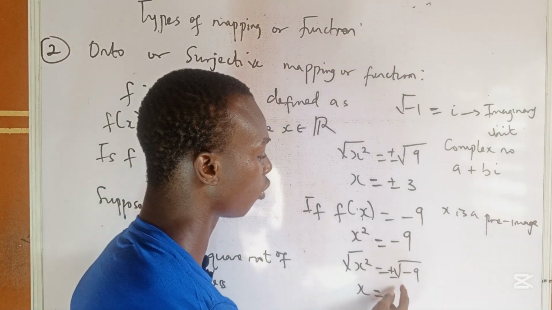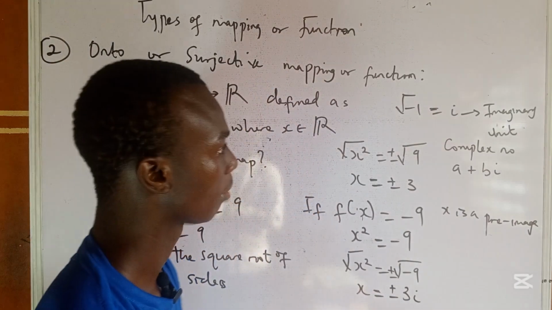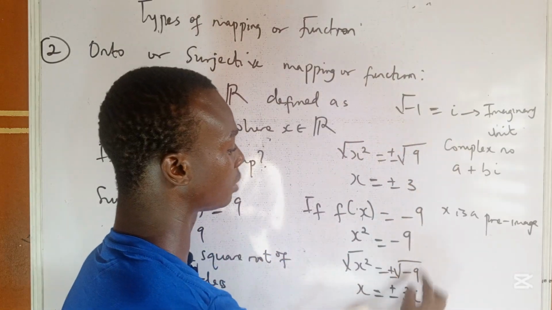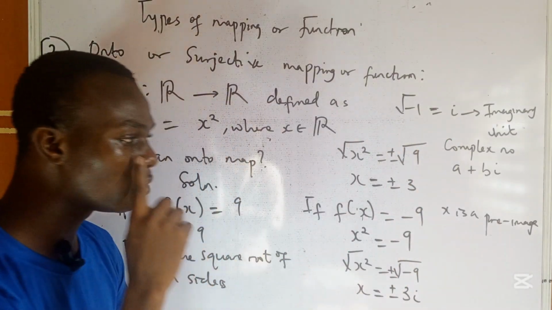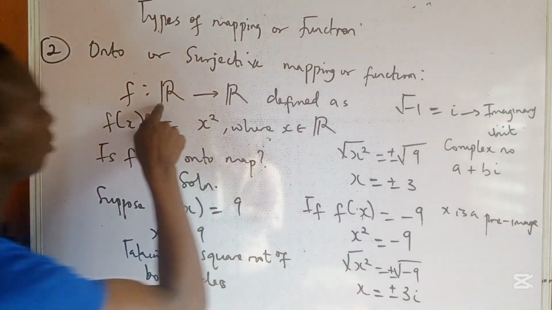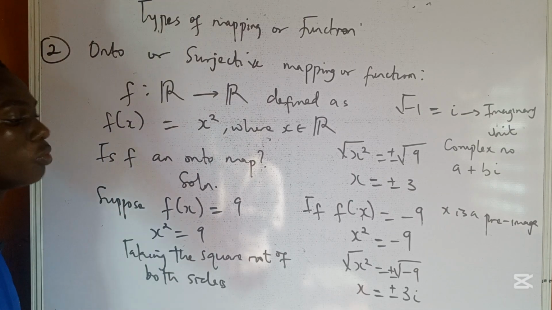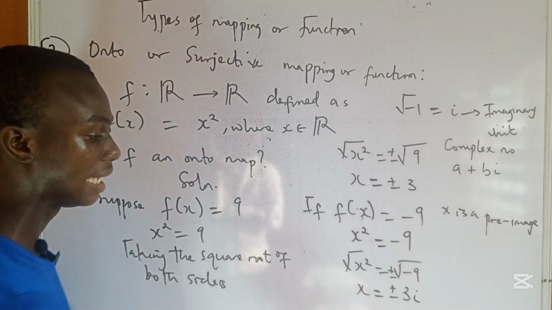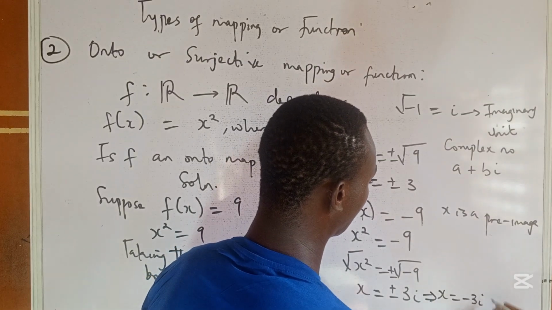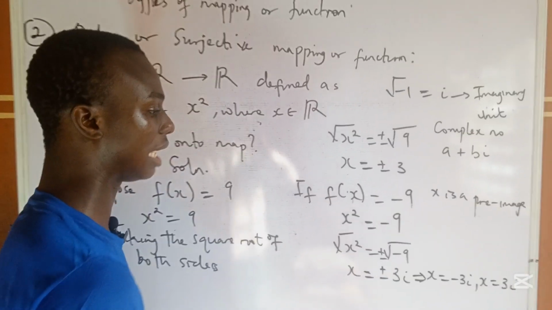When you find the square root of plus or minus root of minus 9, you are going to get plus or minus 3i, because we know that root minus 1 is i. So if root minus 1 is i, therefore root 9 will give us what? 3. We said minus 9 is an image, x is a pre-image. We have our domain here as what? The set of real numbers. And we know that the set of real numbers cannot contain a complex number. Look at this. We have x equals minus 3i, x equals plus 3i.